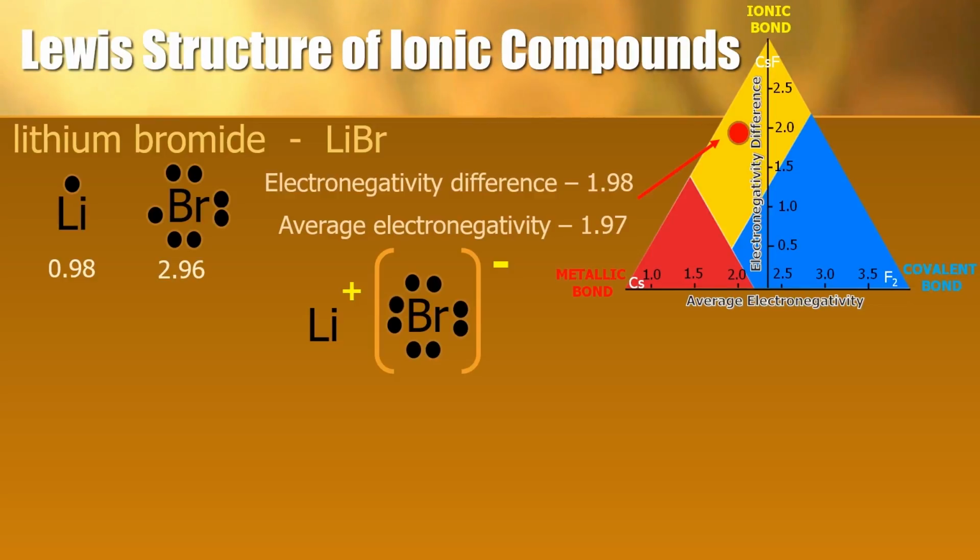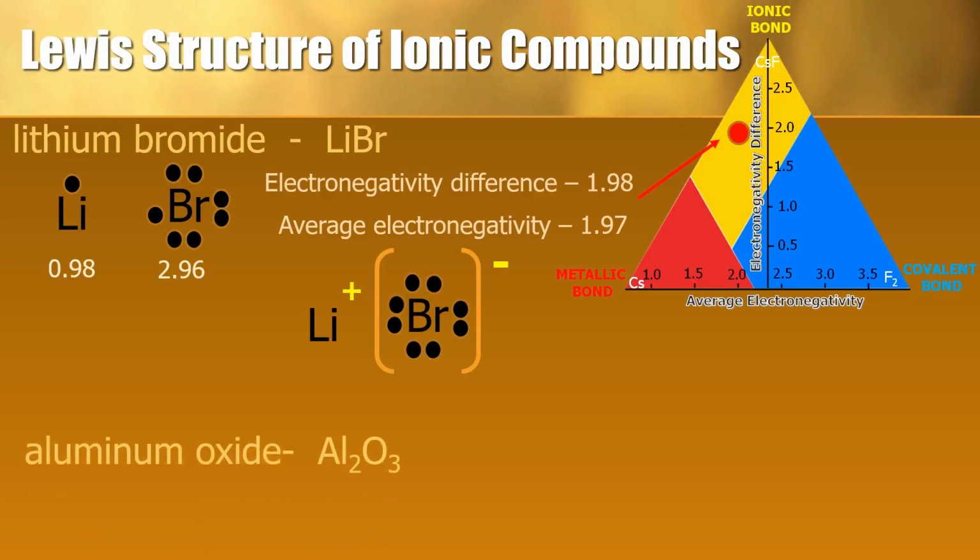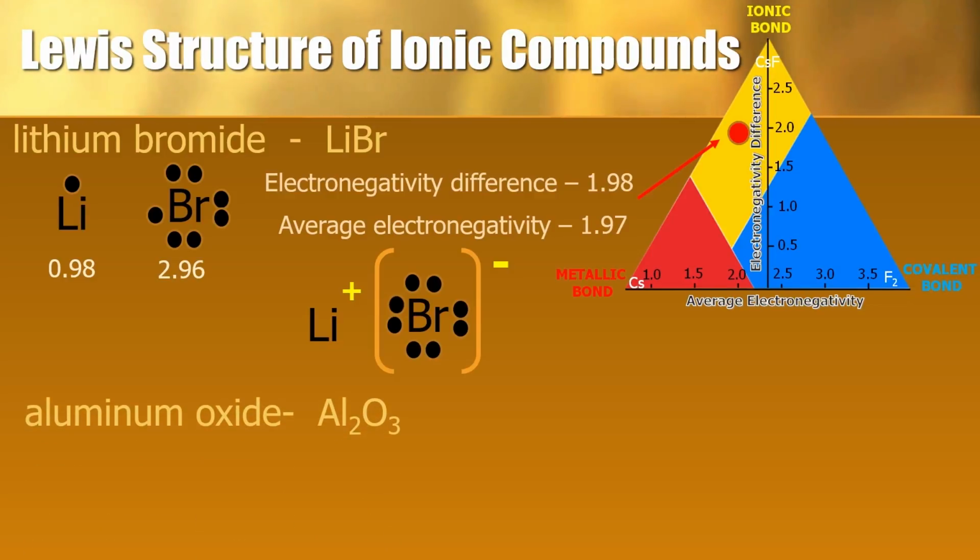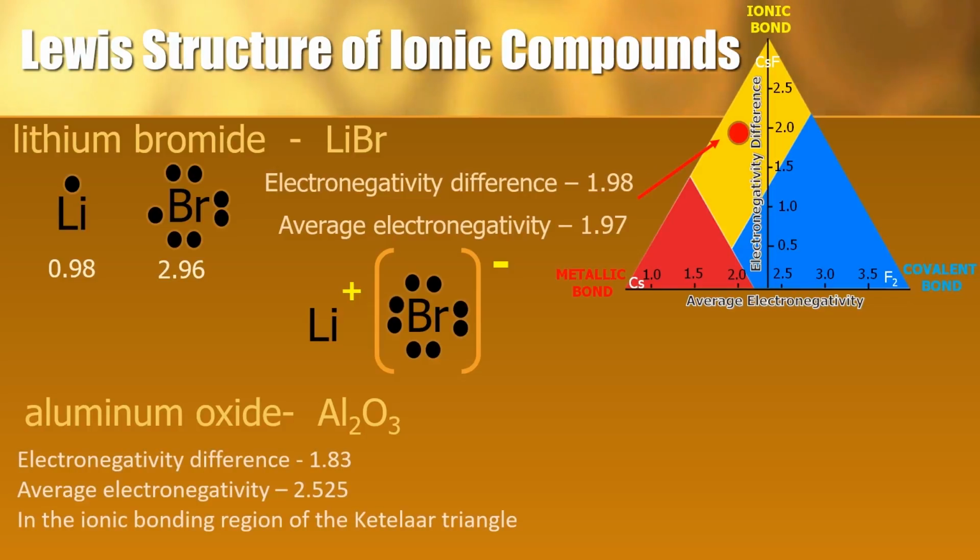Let's do one more of these types of ionic compounds. Let's take the compound Al2O3, aluminum oxide. The electronegativity difference and mean for the Al and O atoms are 1.83 and 2.525 respectively, again placing it in the ionic bonded region of the Ketelaar Triangle.